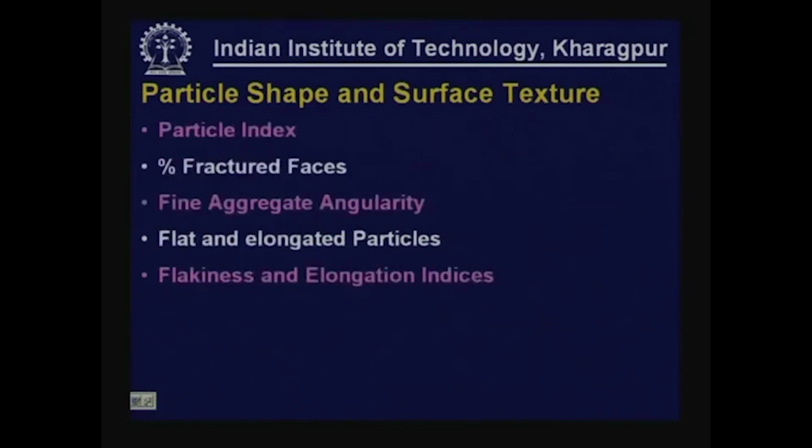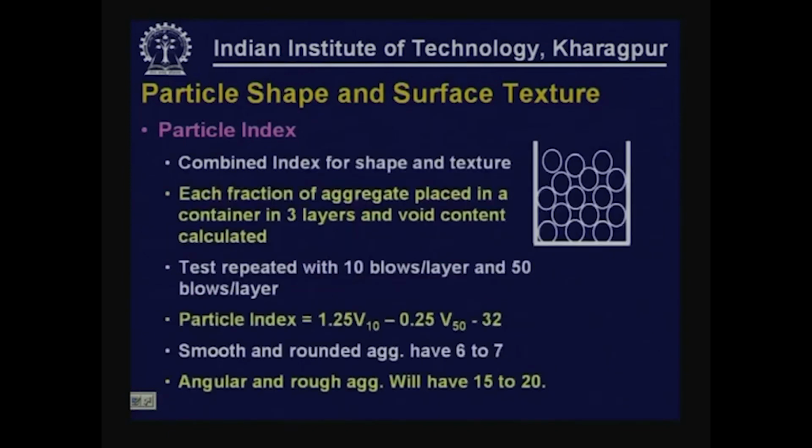There are various ways of measuring the particle shape and surface texture. One of them is particle index. We can also use other indices such as percentage of fractured faces, fine aggregate angularity, flat and elongated particles, and flakiness and elongation indices. We will take up these indices one by one and discuss them.